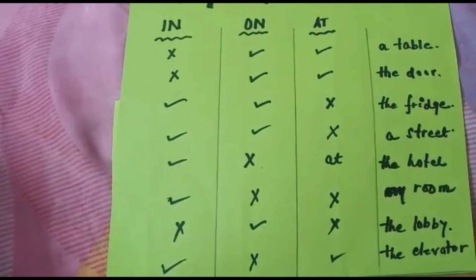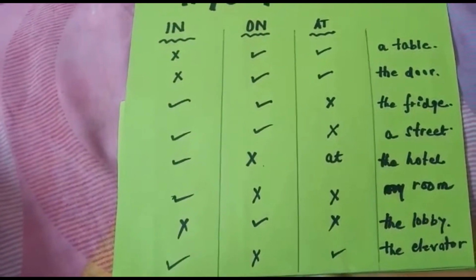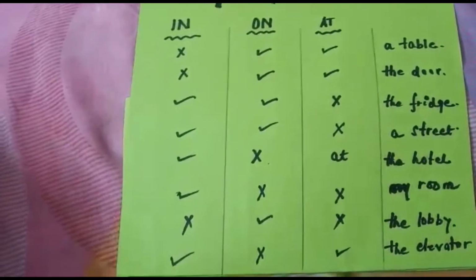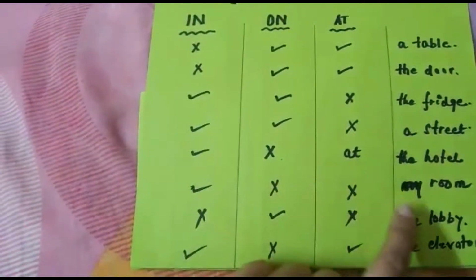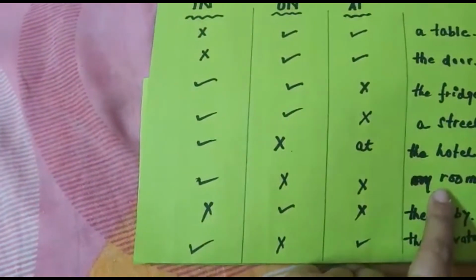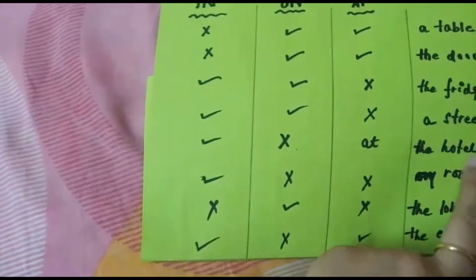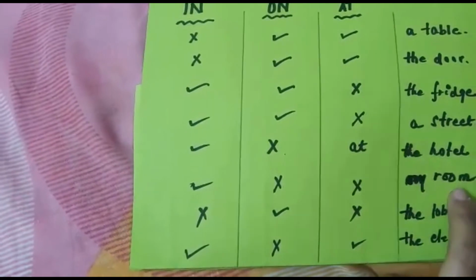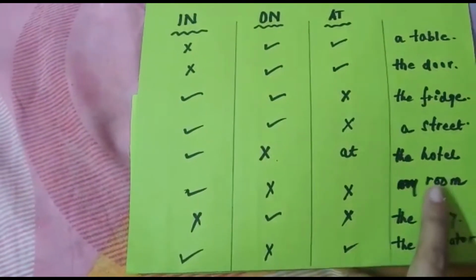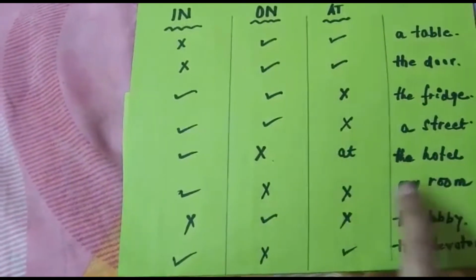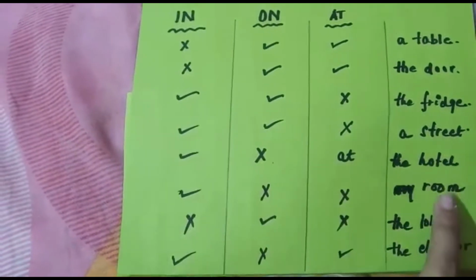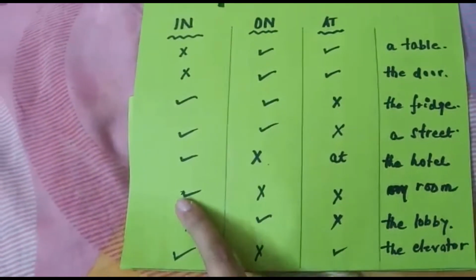Now again, Ram asks, "Where in the hotel?" So he says, in my room, or in the room. In that case, we use in, and we never use at or on with room. We always use in.